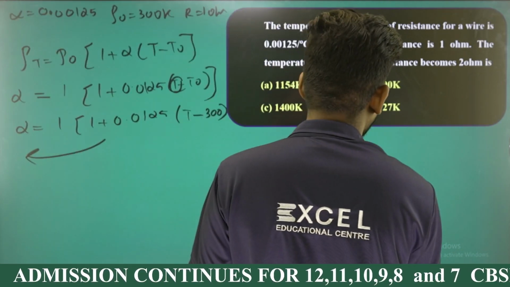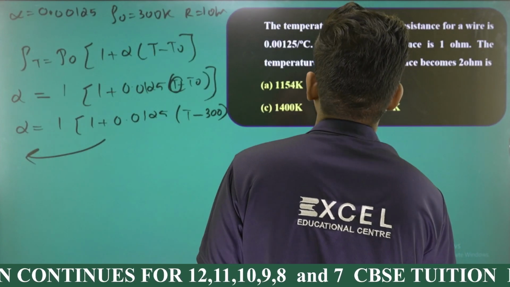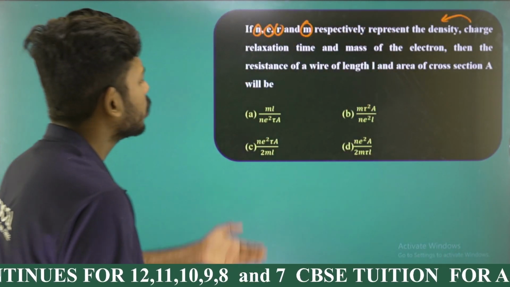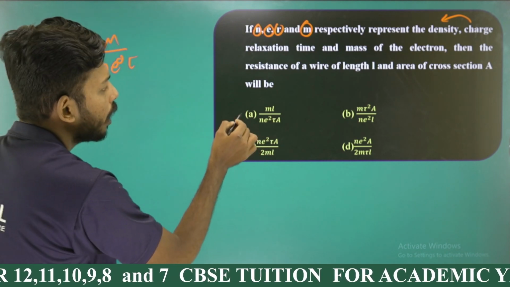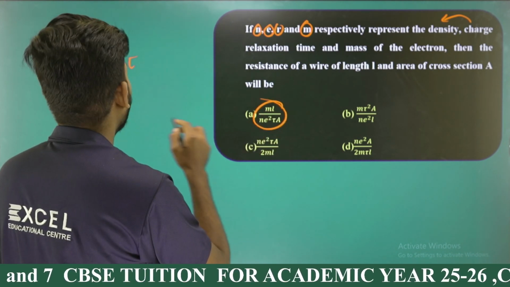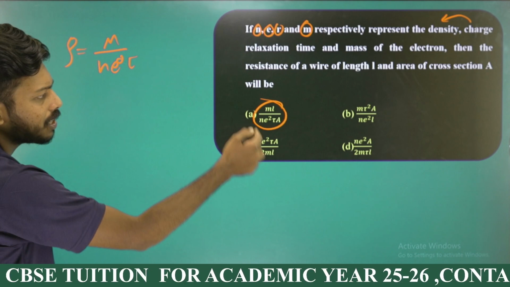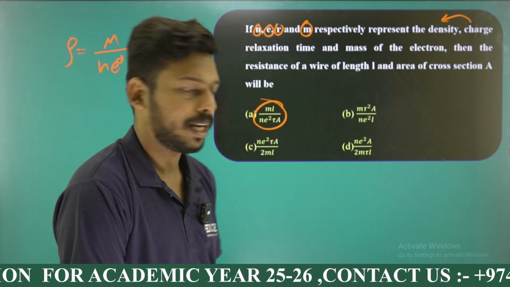You know the equation here: m divided by n e squared tau. So the value is exactly the first option given below. Look at the first option. It is m divided by n e squared tau, and there is a length and area as additional terms, so you don't have to worry about that. The answer will be m divided by n e squared tau.